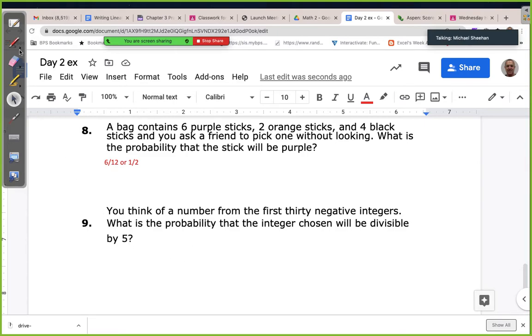The first 30 negative integers. All right, so first of all, I'm talking about the numbers -1, -2, -3, -4, all the way up to -30. So there's 30 numbers. From 1 to 30, that's 30 numbers.